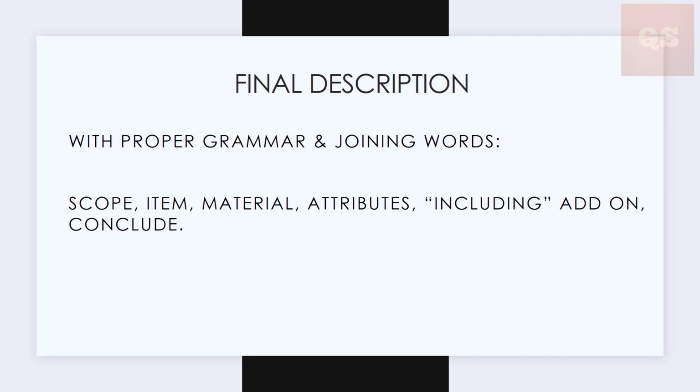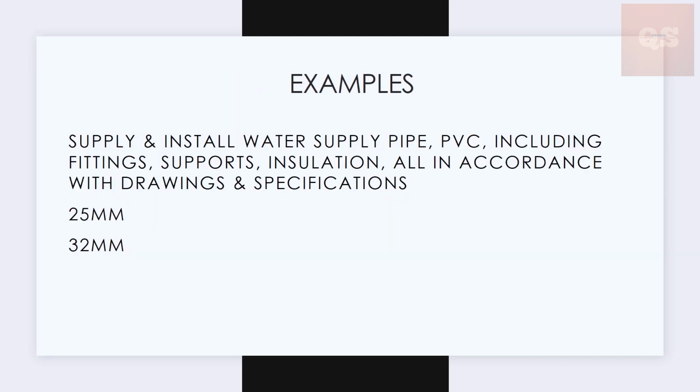Your final description will be the joining of all these different builders using proper grammar and some joining words. So it will start with scope, then comma, item, material, attributes, including, add-on, conclude. So I'll show you an example. You'll understand it more clearly. So here if you see your scope, supply and install, then comes your item, water supply pipe, then is your material, PVC, then there are the add-ons including fittings, supports, insulation, then finally the concluding sentence.